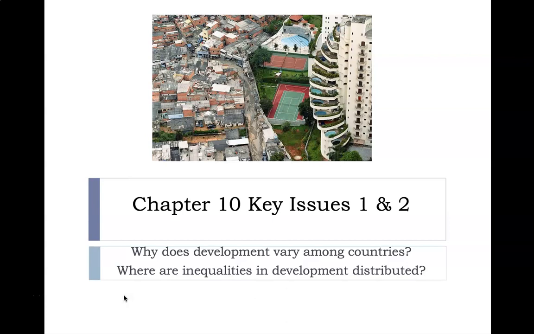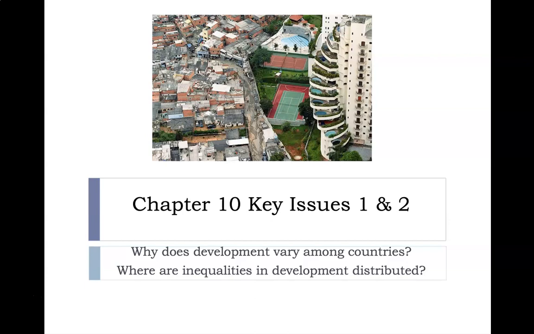This is your first notes of the third trimester, which is chapter 10. We're going to be covering development, key issues 1 and 2, which are going to answer the essential questions: Why does development vary amongst countries, and where are inequalities in developed countries distributed?